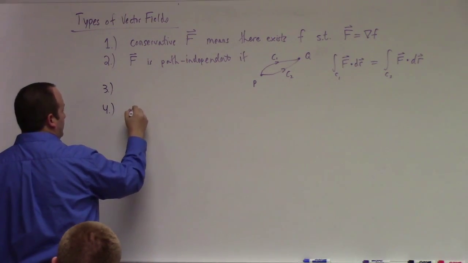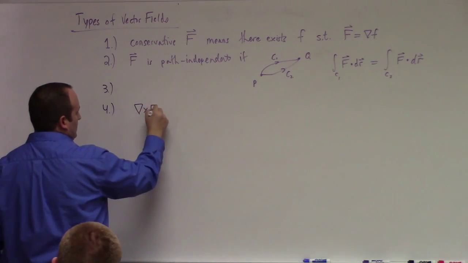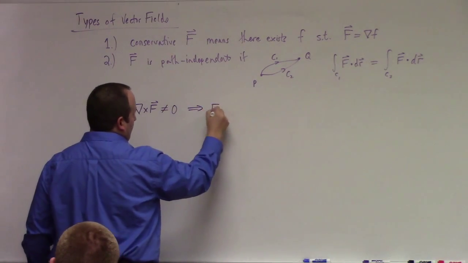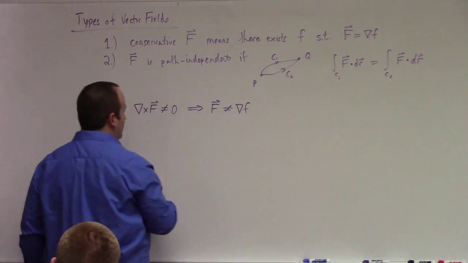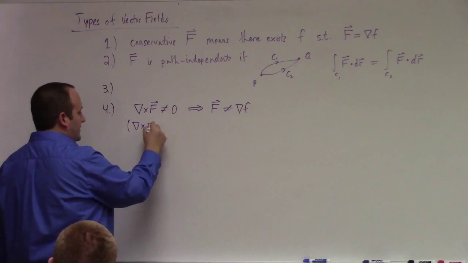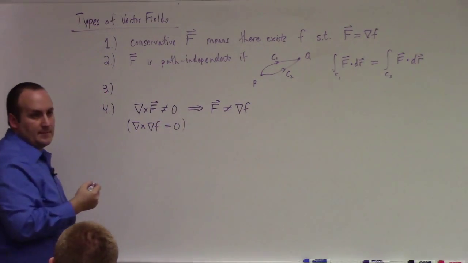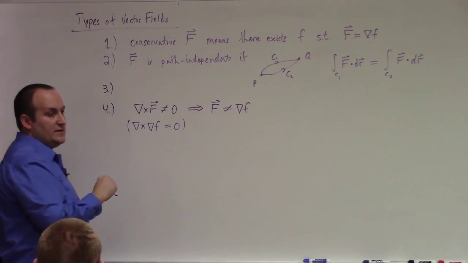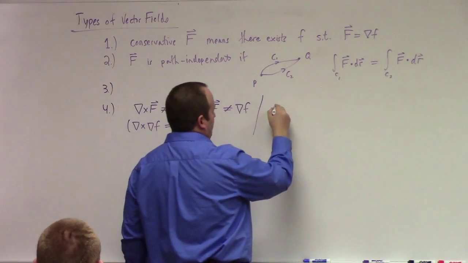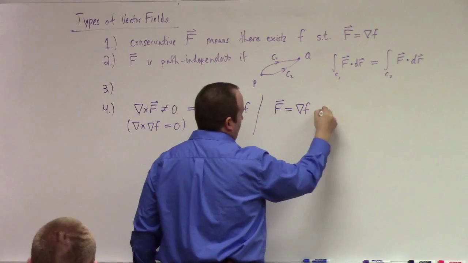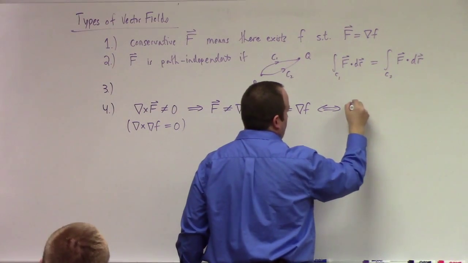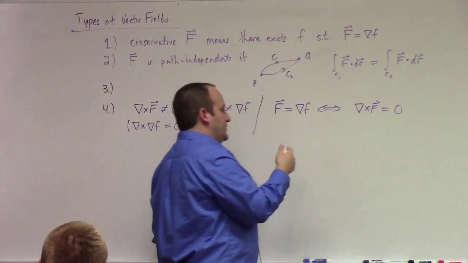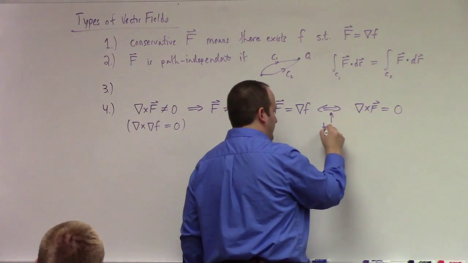So if the curl of F is not equal to 0, that implies that F is not equal to the gradient of f, because we have an identity, which is that the curl of the gradient of f is equal to 0. And I told you that, in fact, we'll eventually prove that this arrow goes both ways, in the sense that F is equal to the gradient of f if and only if the curl of F is equal to 0. But there's some extra fine print on there, topological fine print. Okay.